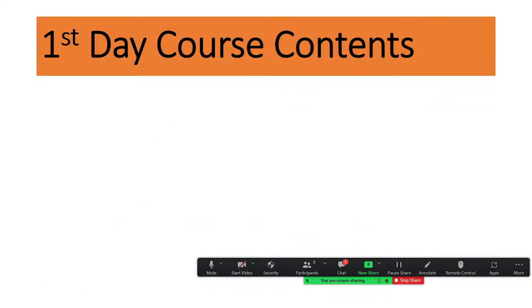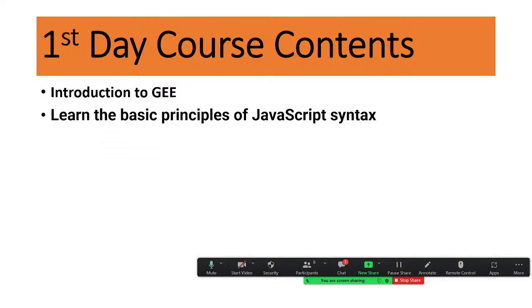Today is our first day, and this first day's course content will be this. First of all, I will try to discuss the introduction to Google Earth Engine, GEE, which means Google Earth Engine. Then learn the basic principle of JavaScript syntax. Here I use the JavaScript programming language. As a beginner who doesn't have any programming knowledge about JavaScript or Python, I also try to add some fundamentals or the basic principles of JavaScript syntax, so that you can easily learn the programming language of JavaScript.